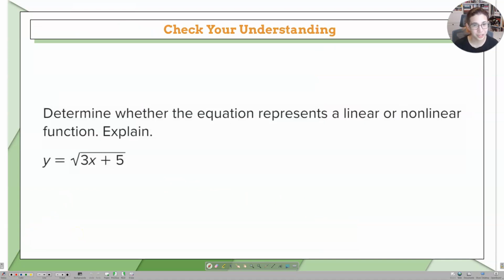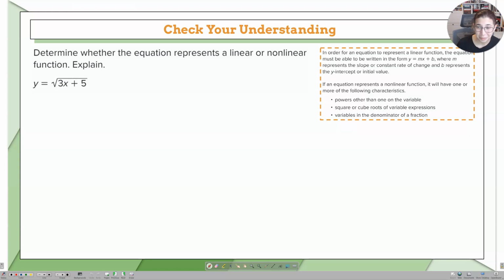Now it's time to check your understanding. Determine whether the equation represents a linear or nonlinear function and explain. So we have y is equal to the square root of the quantity 3x plus 5. Once again, I really recommend going back to that list of characteristics and see if this meets any of that criteria to be a nonlinear function. Let's take a look at that list, shall we?